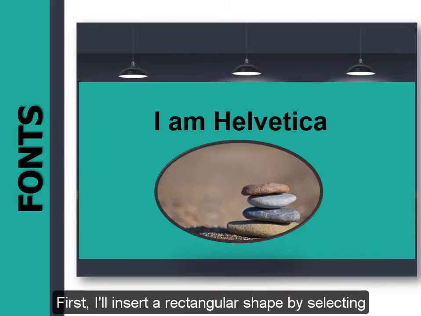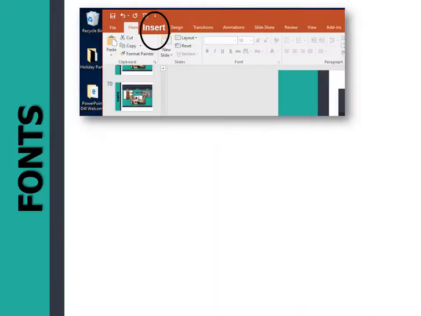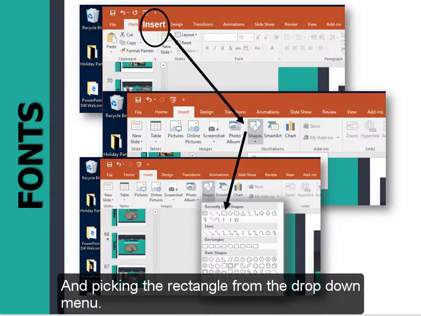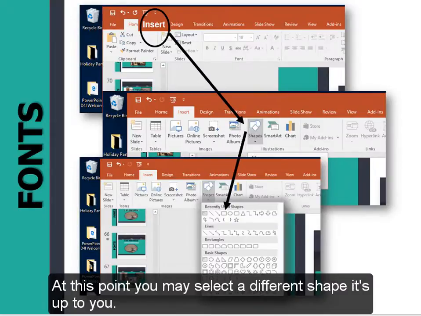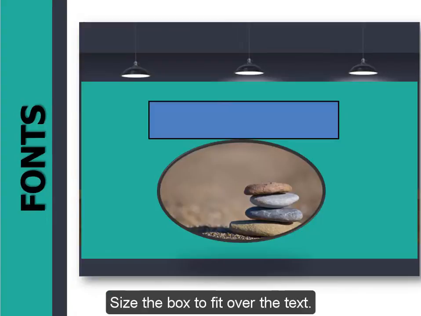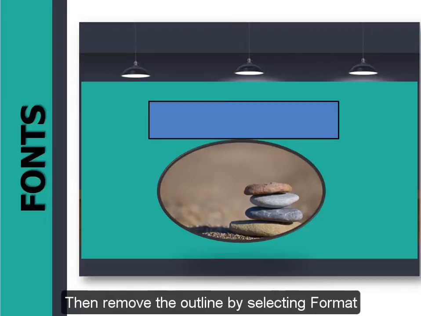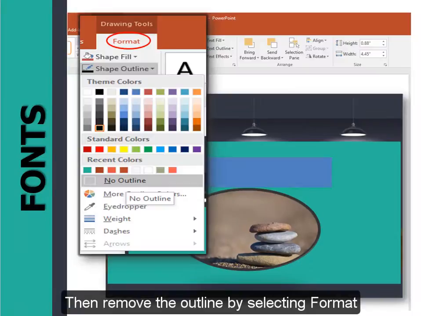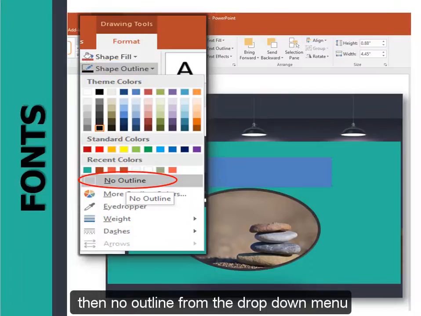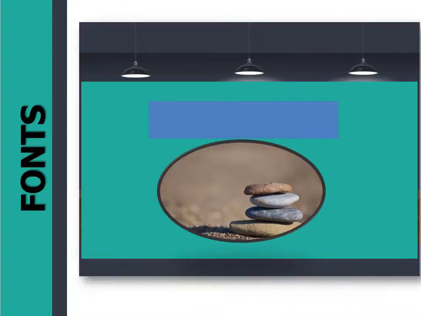First, I'll insert a rectangular shape by selecting Insert, Shapes, and picking the rectangle from the drop-down menu. At this point, you may select a different shape. It's up to you. Size the box to fit over the text. Then remove the outline by selecting Format, Shape Outline, then No Outline from the drop-down menu.